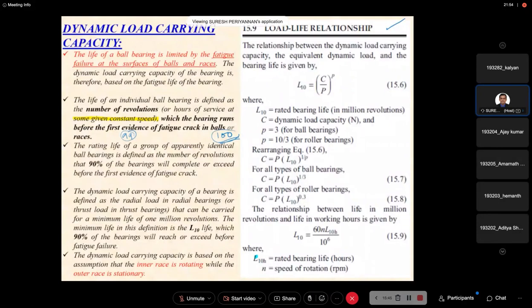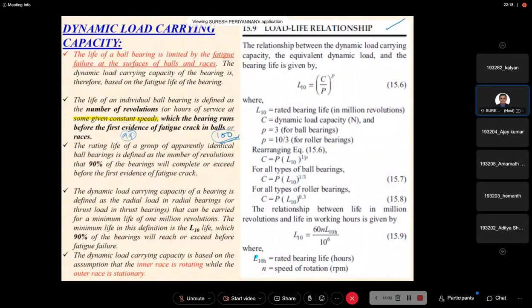Now, the fatigue initiation itself we are identifying. Once we identify the first fatigue crack or initiation, we tell how many revolutions the bearing has completed before that. That is the life of the bearing.